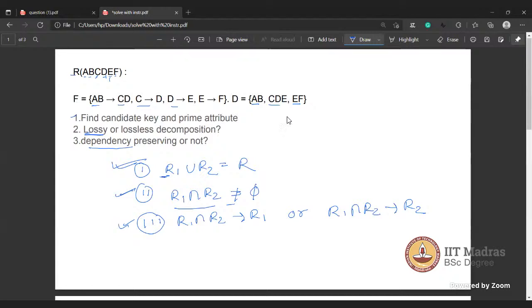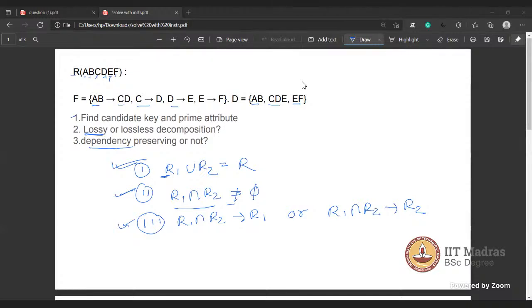First you have to check whether the union of all the decomposed relations gives me R or not. If that condition is satisfied, then we go for the second condition, and we take those two decomposed relations in which we are getting a common attribute.